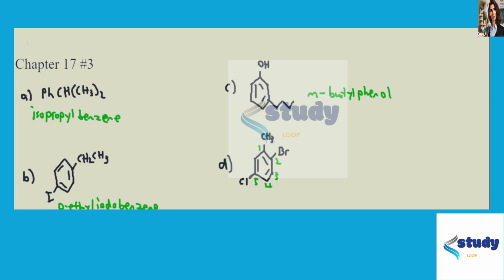And so this then becomes 2-bromo-5-chlorotoluene.